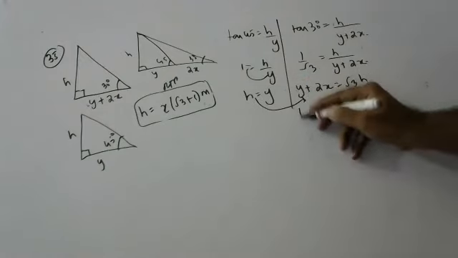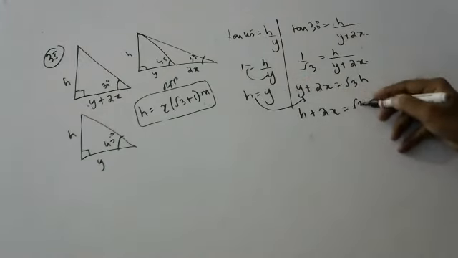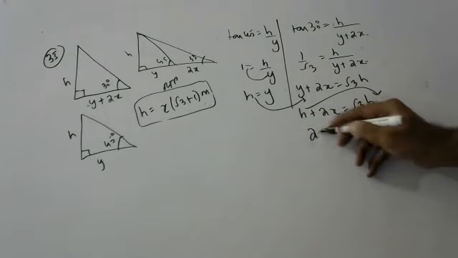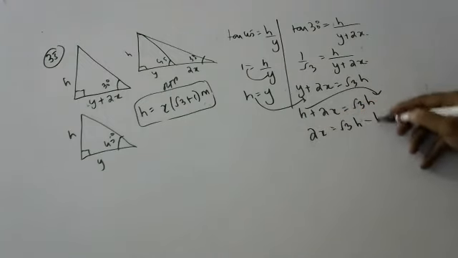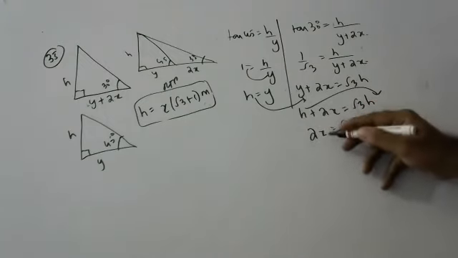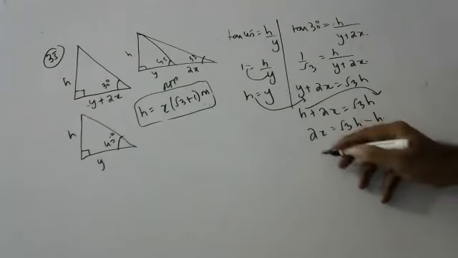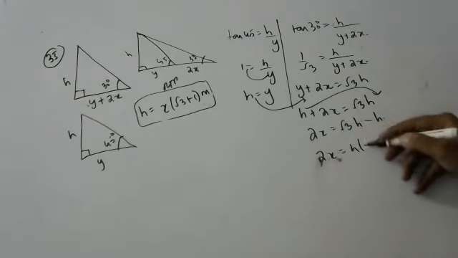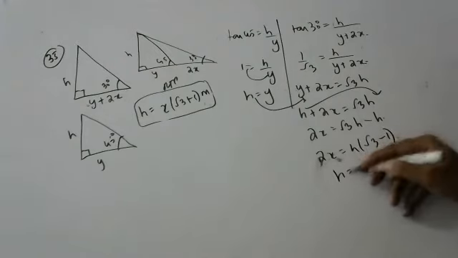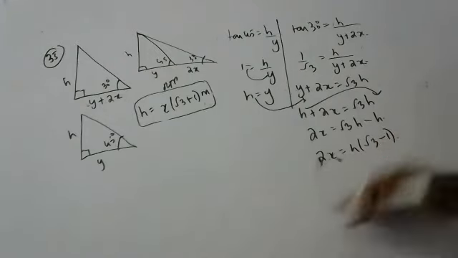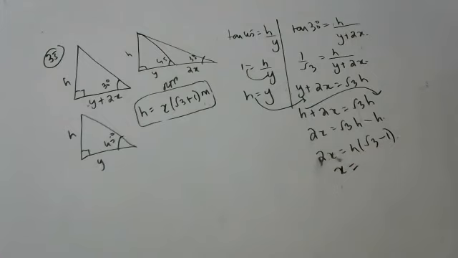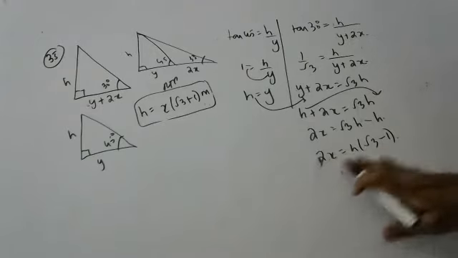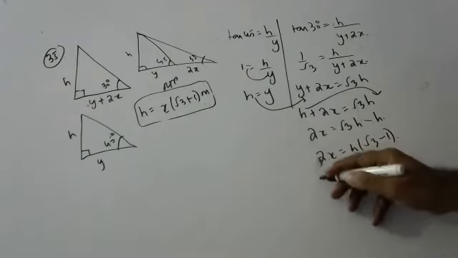Here you put h. H plus 2x is equal to root 3h. 2x is equal to root 3h minus h. 2x is equal to h into root 3 minus 1. H is equal to 2x by root 3 minus 1. No, we have to find out h. I'm sorry, children.